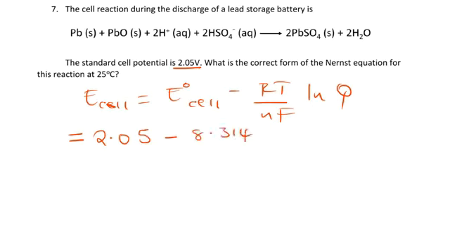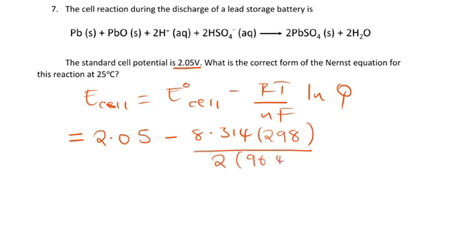The temperature is 25 degrees, and you add the 273, so 25 degrees is equal to 298 Kelvin. The number of electrons being transferred from one half cell to the other is 2. And then the Faraday's constant is 96485.